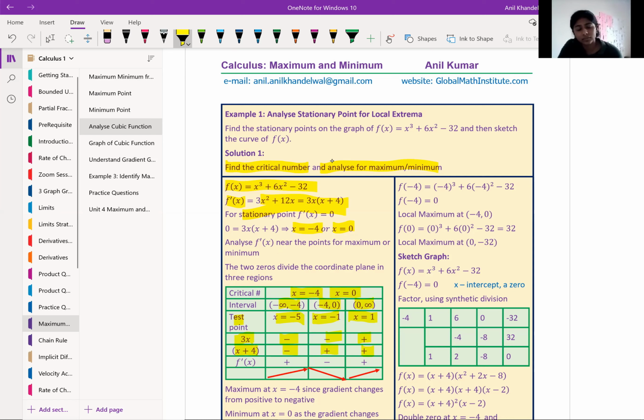Now, the function is the product of both of them, correct? When you multiply two negatives, you get a positive. When you multiply a positive and a negative, you get a negative. When you multiply two positives, you get another positive.